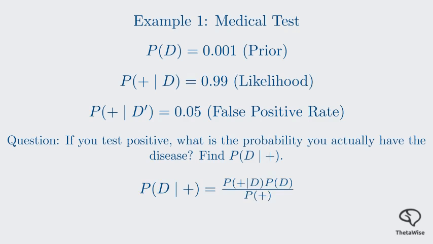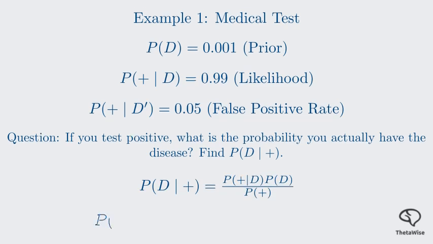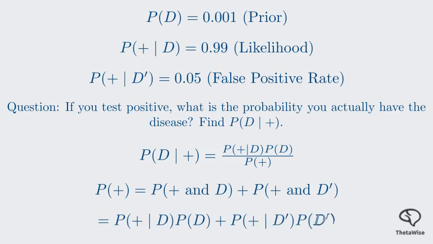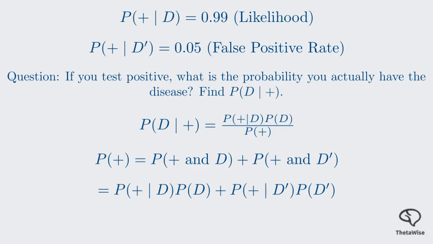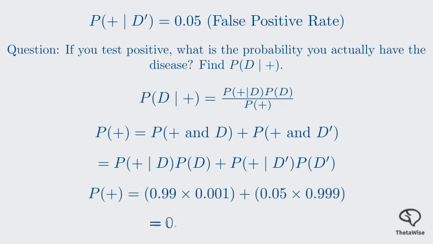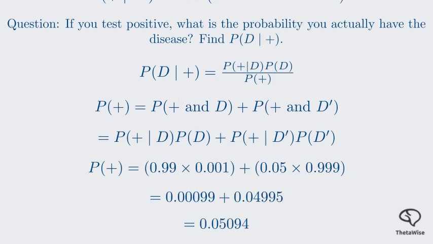We can find that using the law of total probability. The probability of a positive test is the probability of a true positive plus the probability of a false positive. Plugging in our numbers, we get 0.00099 for the true positives and 0.04995 for the false positives. Adding them up gives 0.05094. This is the probability that anyone who gets tested will get a positive result.